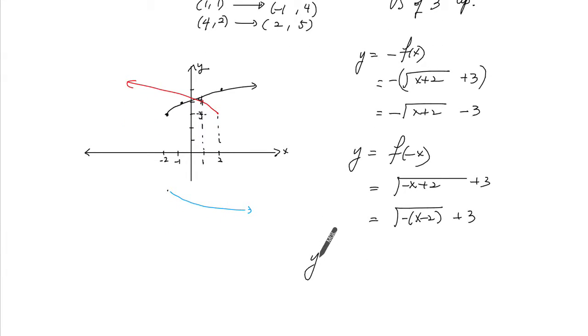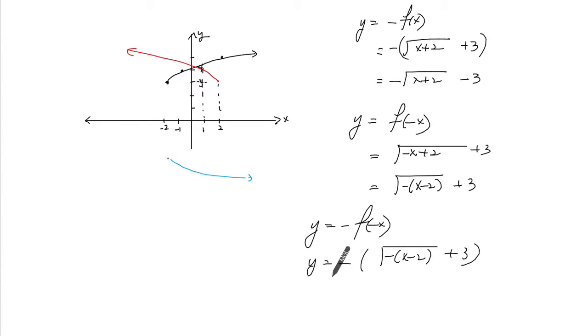Lastly, negative of f of negative x. So from the black graph, this is going to be a reflection on the x-axis as well as the y-axis. So negative of root of this right here. Okay, if you distribute the negative, you get negative root of negative x minus 2, okay, minus 3.